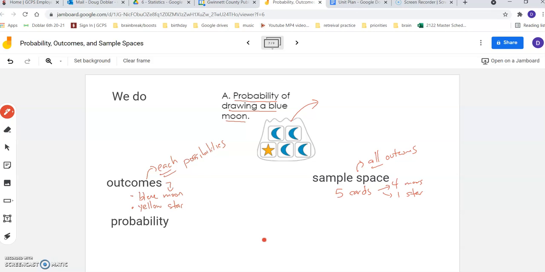So that's the things that can happen. I can either get a blue moon or a yellow star. Now, it sounds like there's 2 possibilities, right? So, I have a 50-50 chance. I could draw blue or I could draw yellow. There's 2 possibilities. I'm going to draw one, 50-50.